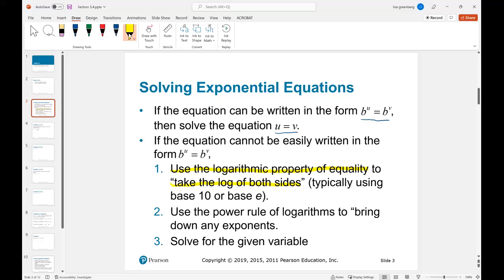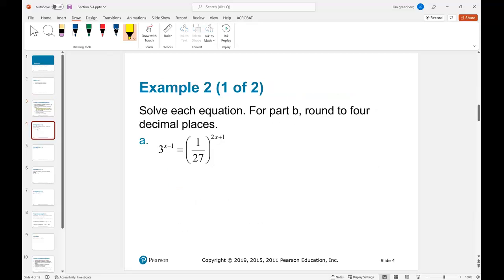Usually we're going to use either base 10 or base e, because if we want an actual answer, that's what we can use our calculators to find. Most calculators do not have anything other than those two functions. There are some calculators that have different bases, but they're not allowed in this class anyway, so I wouldn't worry. Use the power rule of logs to bring down any exponents and then solve for a given variable. I'll go through step by step with you.